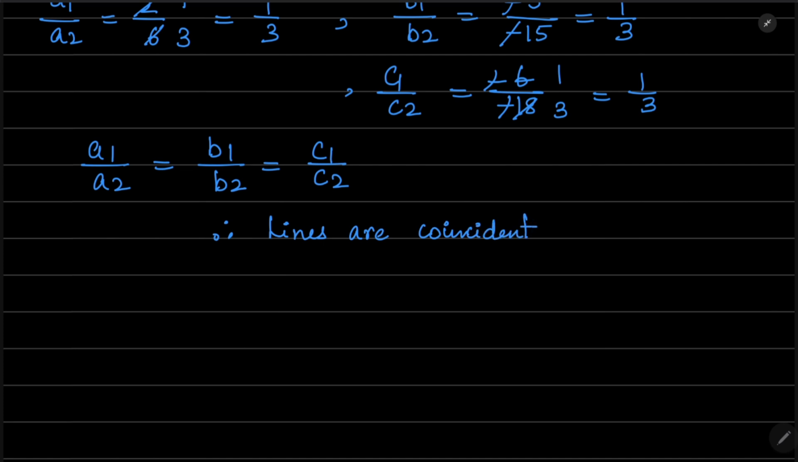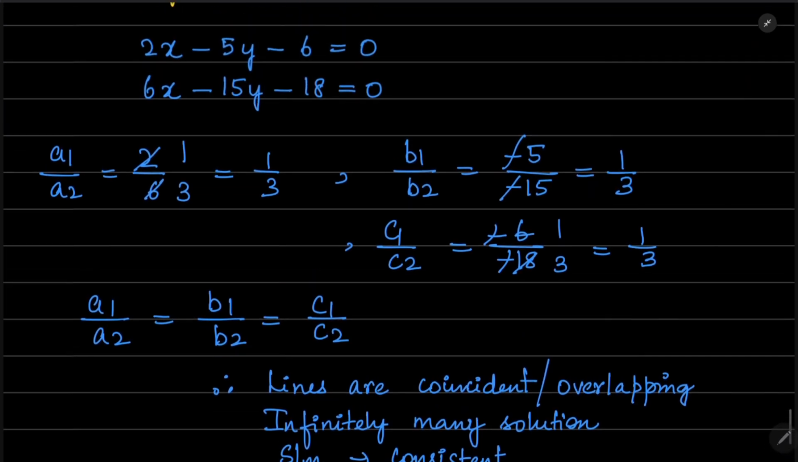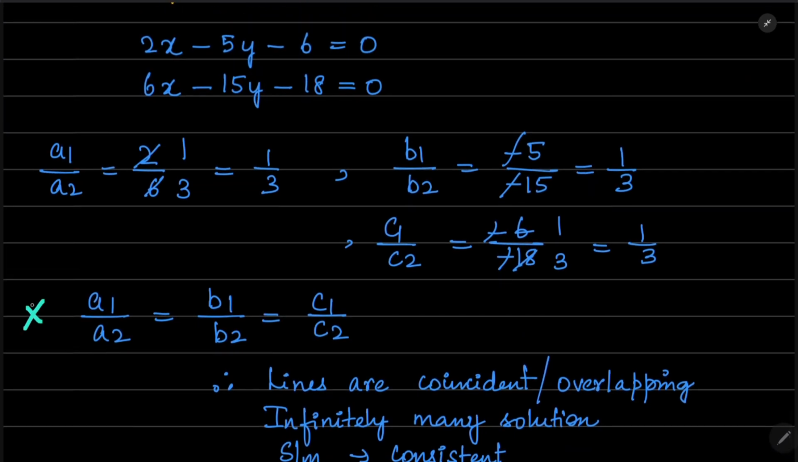And what else can you say when the lines are coincident or overlapping each other? How many solutions will it have? It will have infinitely many solutions. Okay, infinitely many solutions. What else can you say? The system is consistent. And the equations are dependent on each other. So these are the points which you should remember. These are the extra points that I am telling you for a given question. Please remember, whenever the three ratios are equal, then that means the lines are coincident or overlapping.